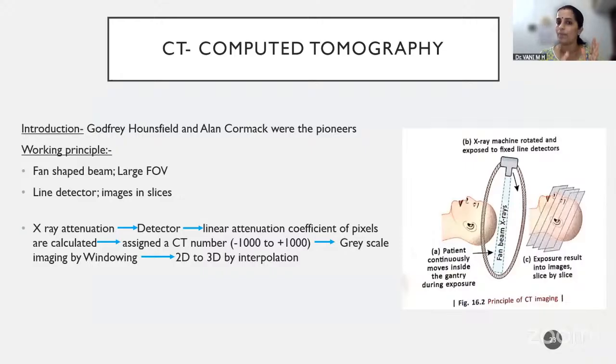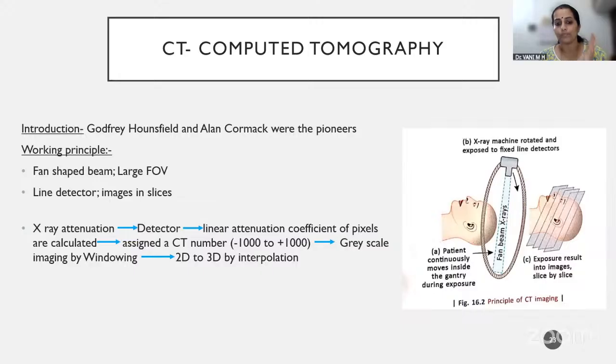That is, after passing through the patient, the fan-shaped beam passing through the patient, the attenuated X-ray beam reaches the linear detector. Okay, then for each pixel in the detector, a voltage is developed that corresponds to the amount of radiation reaching that area. That, again, quite similar to digital imaging, is assigned a CT number, then assigned a shade of gray by a process called windowing. And then you can even develop a 3-dimensional image from the 2D slices by interpolation.